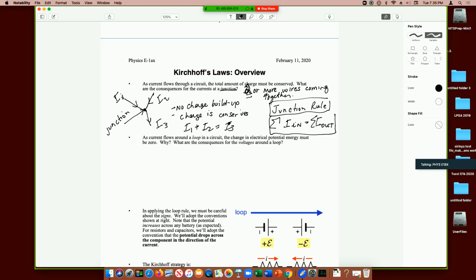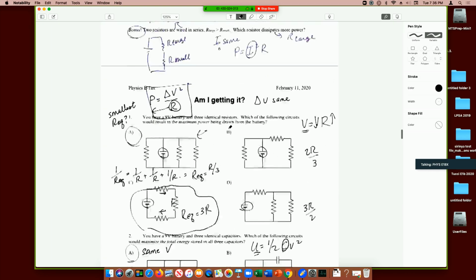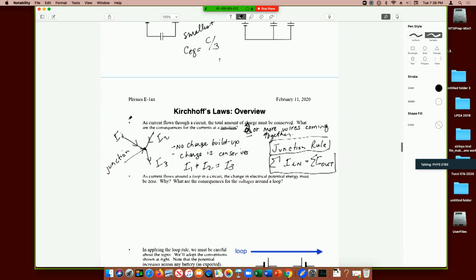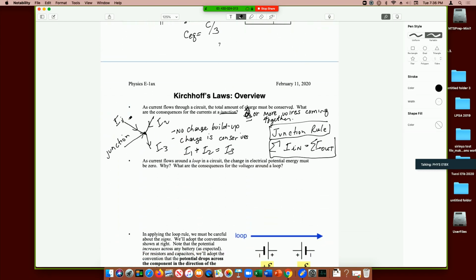As current flows around a loop, we've already said this a couple of slides ago, the change in potential energy has to equal 0. Remember we were talking about this diagram, where there's a potential increase across the battery, then an equipotential line, and then a potential drop across the resistor, and the plus and the minus equal 0. If you draw a loop all the way around the circuit, it has to equal 0. That's actually a rule, called the loop rule.